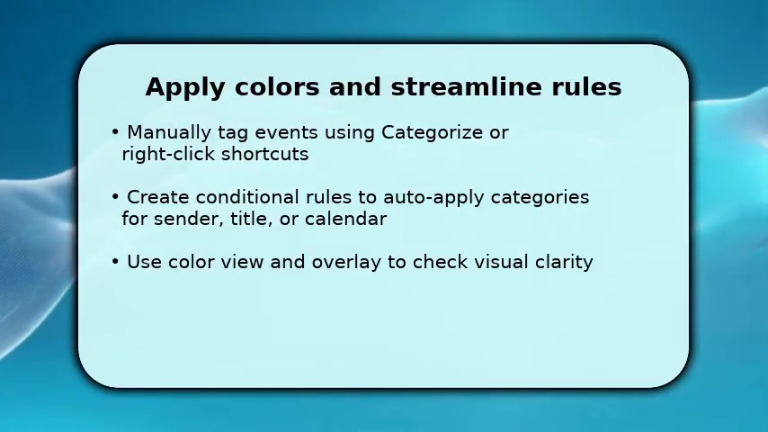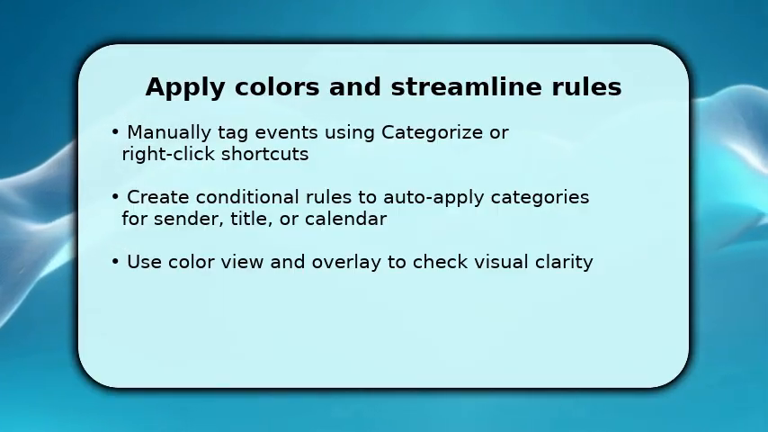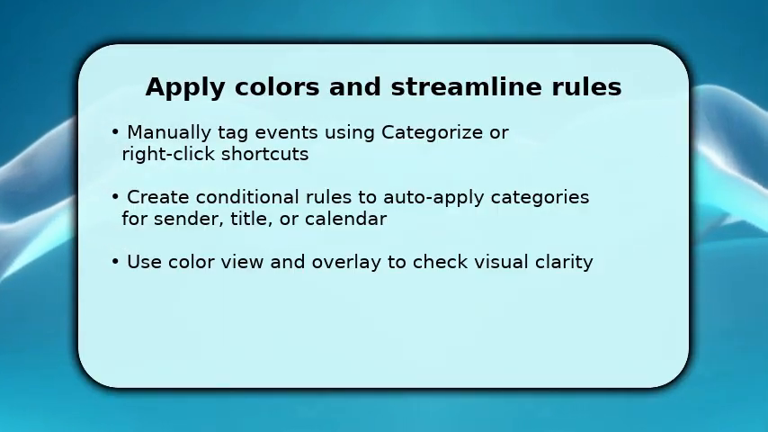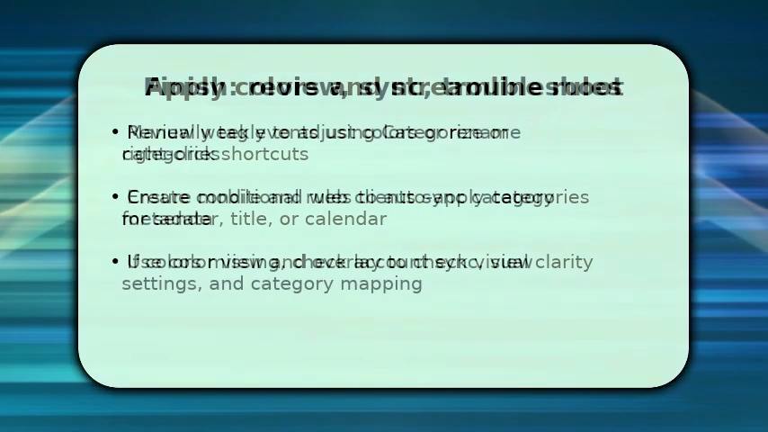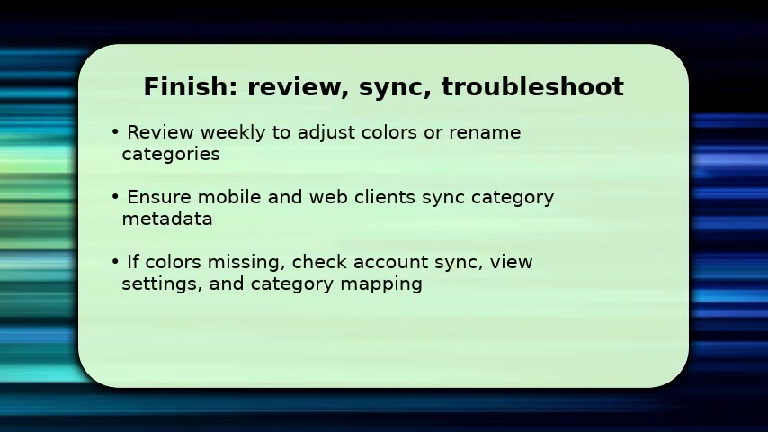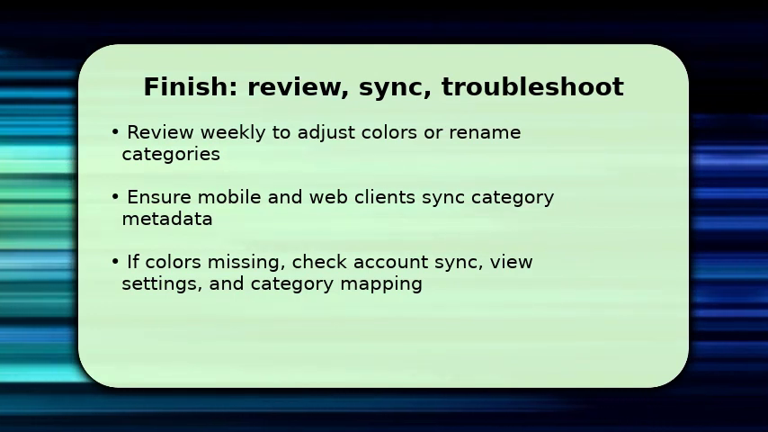Once done, switch to Color or Overlay View to confirm your finish by auditing your calendar for a week and adjust any categories that cause confusion. Make sure mobile and web clients are syncing category metadata. Sometimes mobile apps show only color without names, so test on devices.